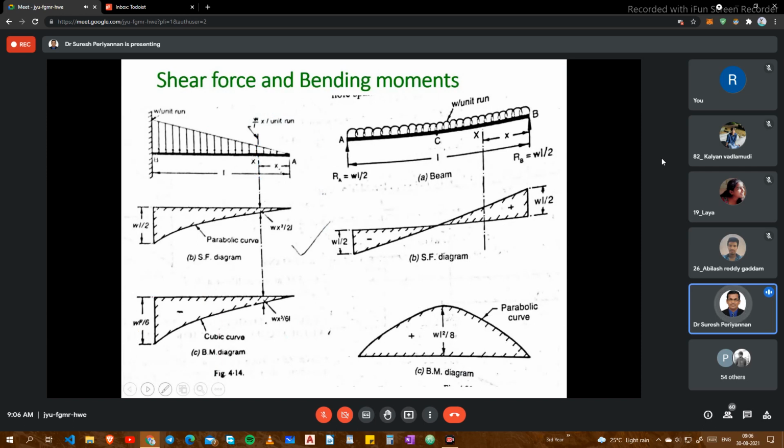In the uniformly distributed load, SFx is nothing but WL by 2 minus Wx by 2. Here x is varying linearly, a first order polynomial. Okay, this is linear. Now the bending moment is WLx by 2 minus Wx squared by 2. This is a second order polynomial, like a parabolic curve.